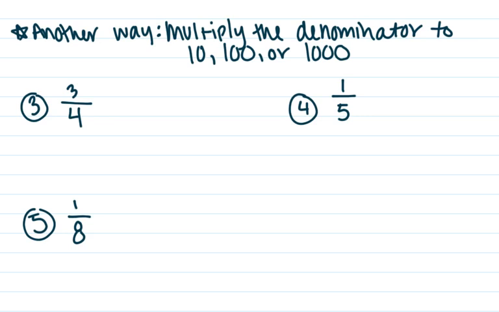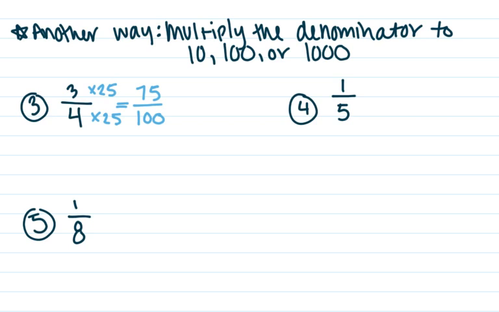My goal is to multiply this 4 times something to get either a 10, a 100, or 1,000. Well, I know that 4 times 2 is 8, and 4 times 3 is 12, so I don't think I'm going to be able to multiply to 10. However, I do know 4 times 25 gets me a 100 on the bottom. And whatever I do to the denominator, I also have to do to the numerator, okay? And when I do that, I get 75 100ths.